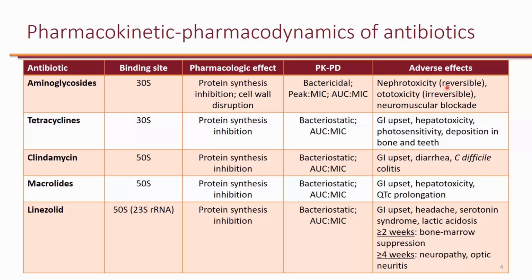They can also cause ototoxicity, which is usually irreversible. And they can also rarely cause neuromuscular blockade. Keep in mind that aminoglycosides are not orally available, whereas the rest of these antibiotics listed in this table are orally available. These oral agents can cause gastrointestinal upset. They are also available as IV formulation.